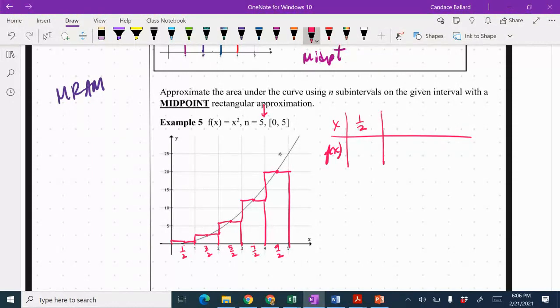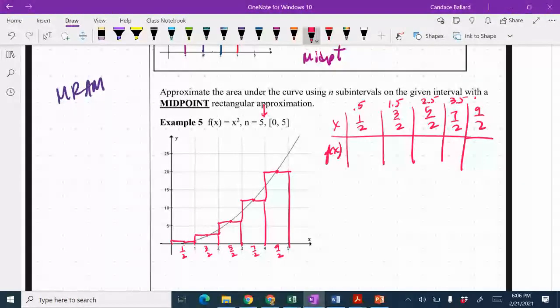So I want the value for 1/2, 3/2, 5/2, 7/2, and 9/2. So it's going to get a little bit uglier. Okay. So when I go to square this, and if I wanted to, I could have done this in decimal. I could have done 0.5, 1.5, 2.5, 3.5, and 4.5. That's perfectly okay.